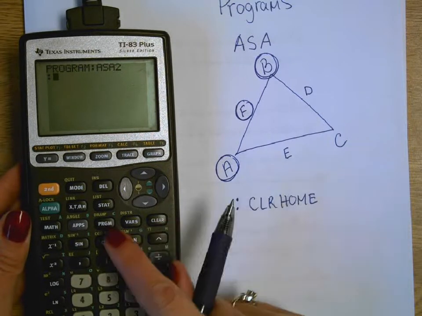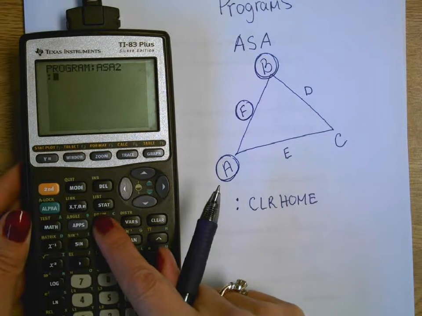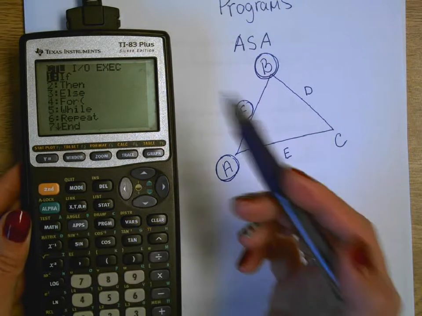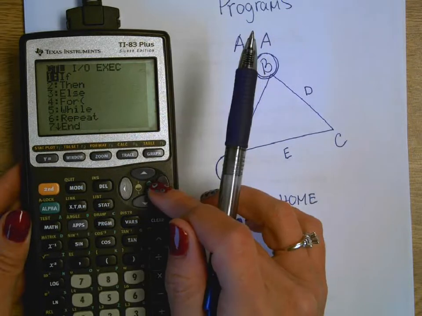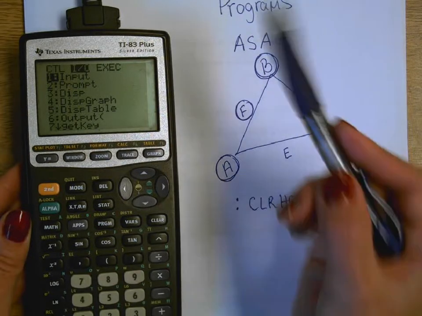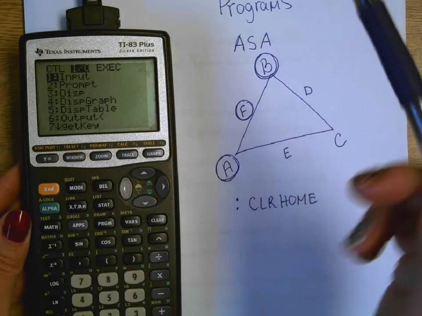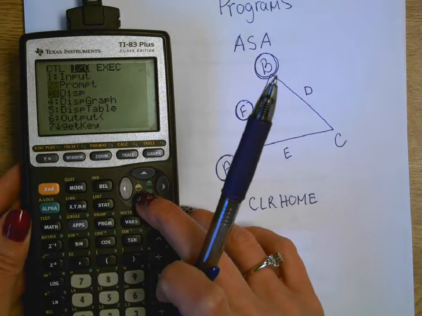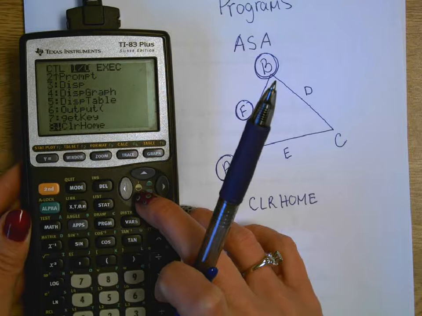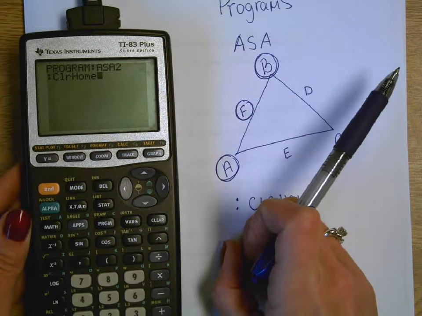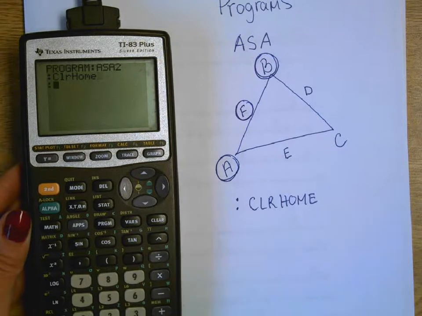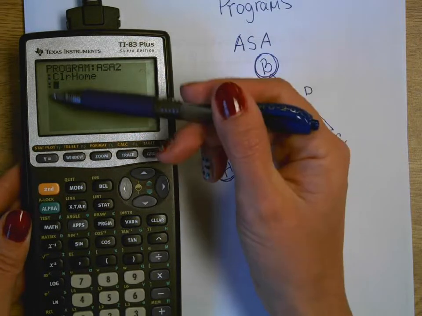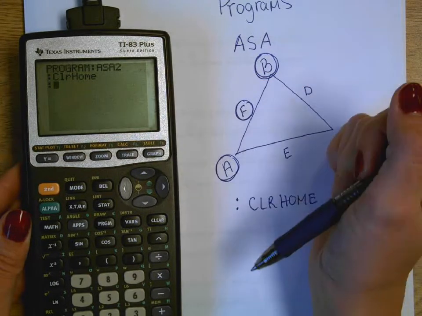Now I want you to take your finger and press the program key again. Then I want you to go over to the I/O, input, output. And somewhere down here is clear home. I don't know which number it is, so arrow down until you find clear home. Number 8. So that's the first thing the calculator is going to do is clear the screen. Hit enter to get a new line. Every time you get a little colon, that means you're starting a new line.